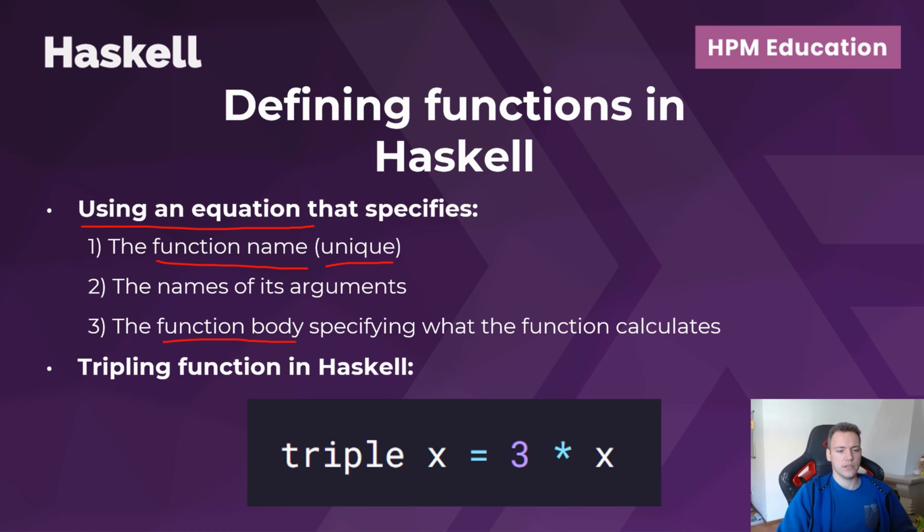So to translate our tripling function from the last slide to Haskell, we would write it like this. We would set a name for the function, in this case triple. We would list its arguments. In this case, there is only one argument, x, and that's the first two parts of the function done. Then it's followed by the equation sign, and then this is the function body. And in this case, we just want to multiply the argument x by 3. So this is the general way of defining functions in Haskell.